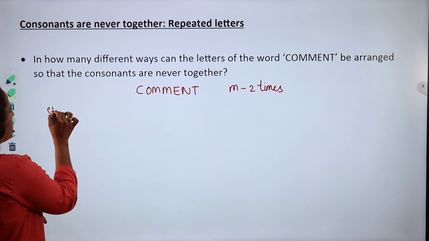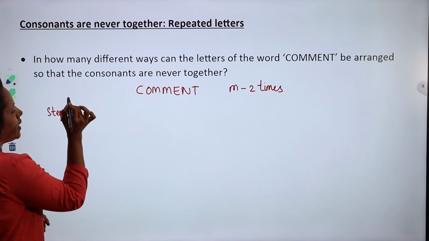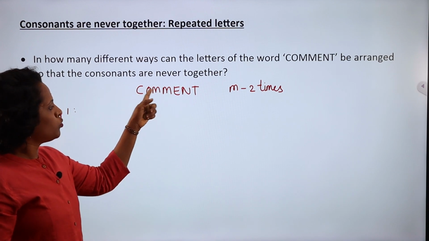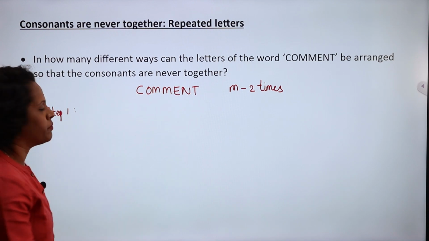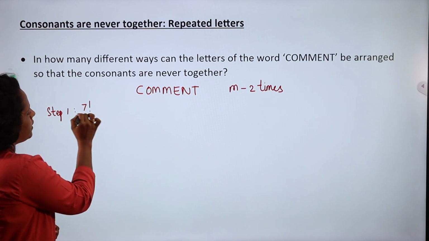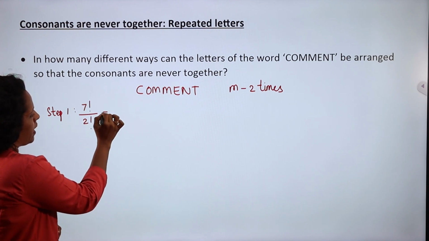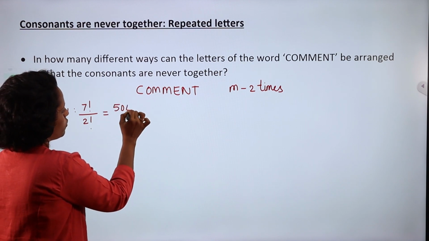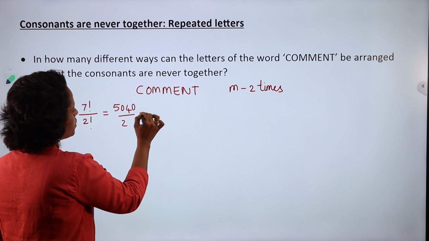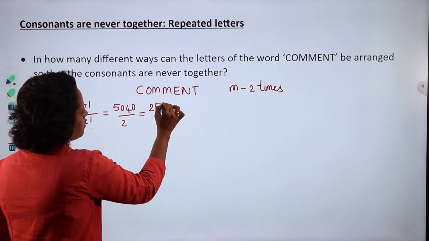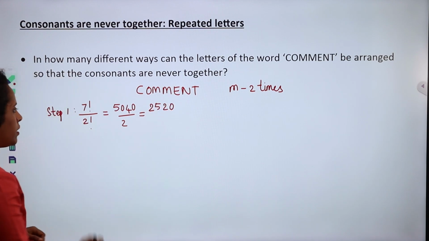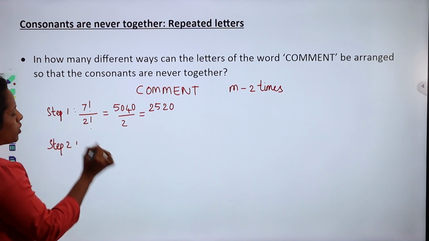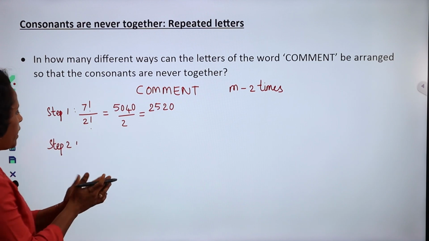So step 1. Total number of words that can be formed using these letters. 1, 2, 3, 4, 5, 6, 7. 7 factorial divided by 2 factorial, as M is repeated twice. 7 factorial is 5040 divided by 2, which will be 2520.